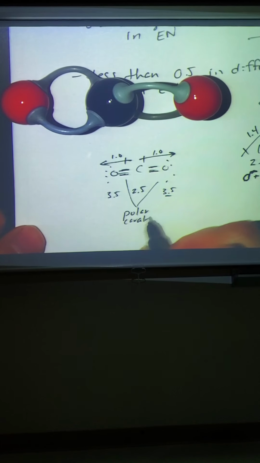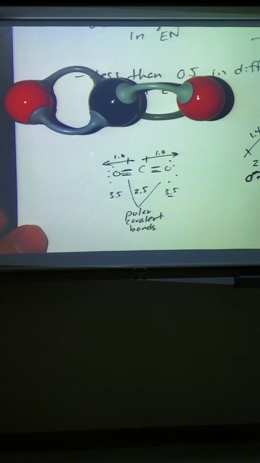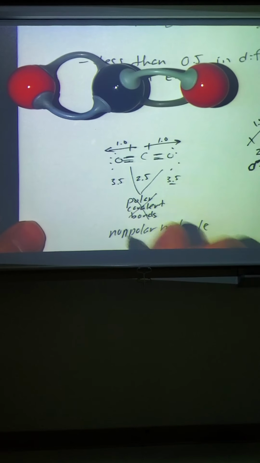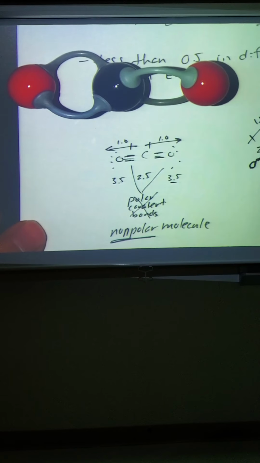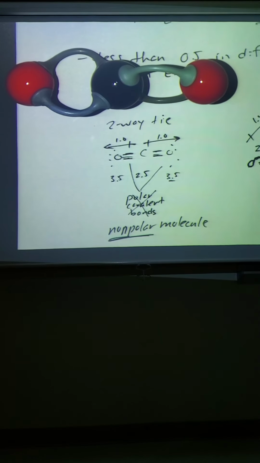So even though we have very polar double bonds based on week 5, so these are polar covalent bonds, based on our definition of 0.5 or larger, this is double that. However, that's irrelevant because of the dipole tug of war. This is a two-way tie, and this is a nonpolar molecule by shape. So nonpolar is what we're worried about when there's a two-way tie. This two-way tie is everywhere in the homework, so watch out for it. Carbon dioxide is used so often, it's almost used in every single question just to keep you honest on your shape.